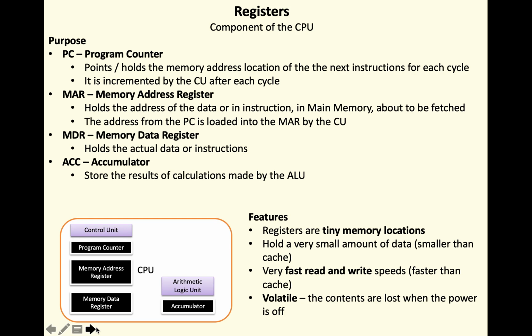The MDR, the memory data register, is going to hold the actual data or instruction that the memory address register is pointing to. And finally, if there's a calculation, the results are going to be stored in the accumulator. Now, the features of the registers are that they are tiny memory locations. They hold a very small amount of data, smaller than cache, way smaller than RAM, and a lot smaller than secondary storage. They have very fast read and write speeds because they're so small.